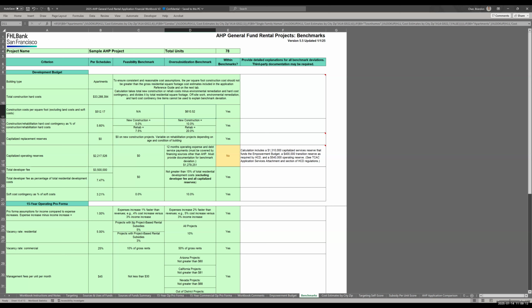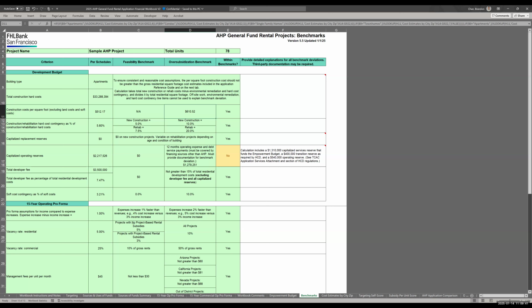Deviation explanations no longer need to be quantifiable, but they do need to give us an adequate description of why the benchmark is exceeded so that we have enough information to explain how we got comfortable with the deviation. For example, if your project exceeds the construction cost per square foot benchmark, you might provide a detailed explanation from the project sponsor, which explains that the overage is related to special soils work based on the project site conditions, as well as prevailing wages, premiums on labor costs.